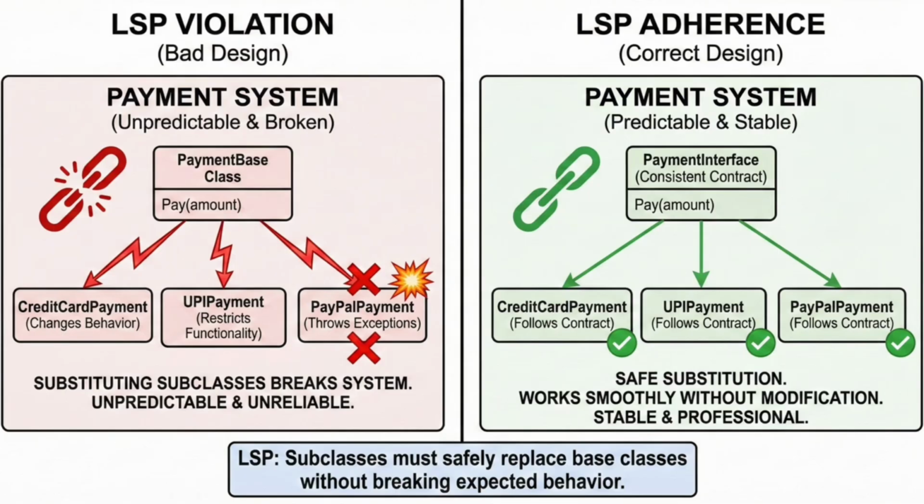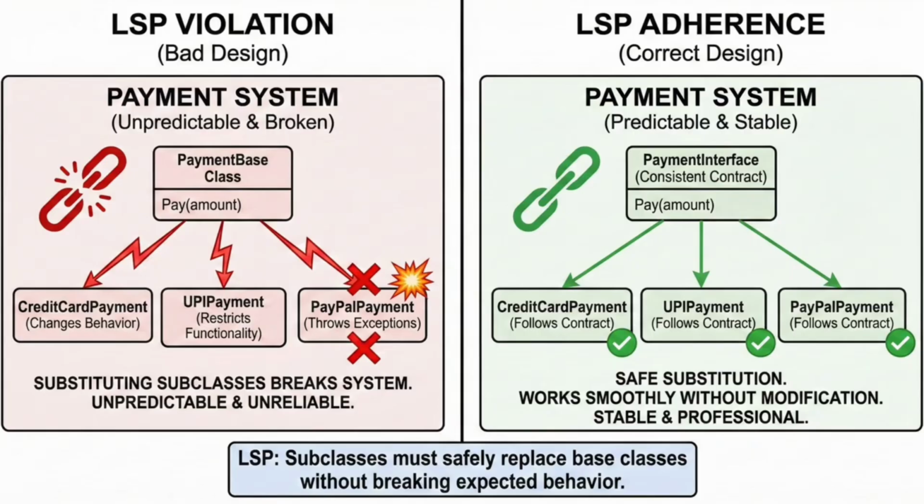Now here comes the main idea of the Liskov substitution principle. Anywhere the system expects a base payment type, we should be able to substitute it with any payment subclass like credit card payment, UPI payment, or PayPal payment. And everything should still work correctly without breaking the system or changing its behavior unexpectedly.